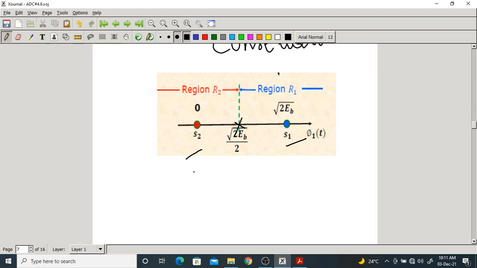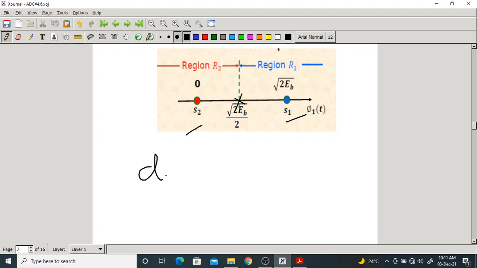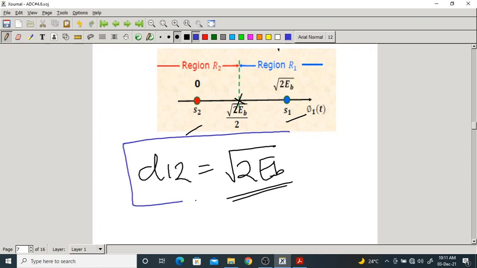S1, S2. So what is the midpoint? Obviously that is root 2 Eb by 2. Anyway, what is the distance between them? Obviously it starts from 0 to this point. So the distance is root of 2 Eb. Very, very important. So the distance between two message points is square root of 2Eb in BASK also.